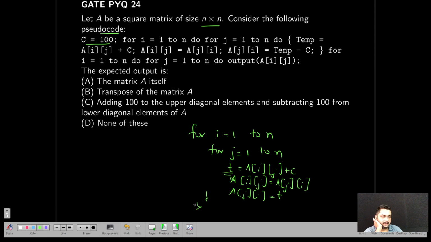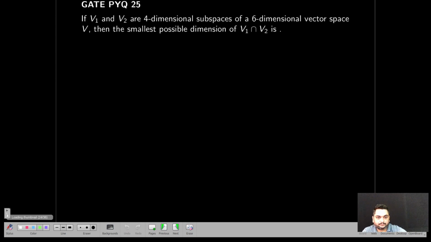So that cancels, equal to temp. Then they are printing these values. See what they are doing here. Ij, they are making it ji. So that means what? It is transpose of A. That's it. This plus c minus c gets cancelled. So this C cancels. Just they are swapping the elements. That is, they are finding the transpose of the matrix.